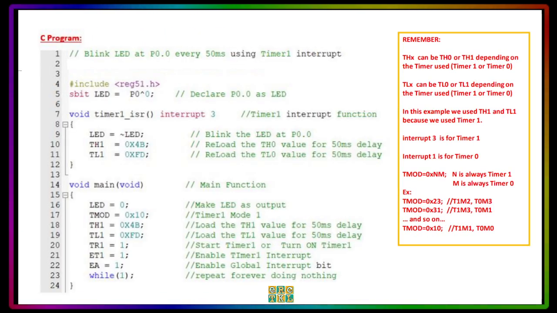What else? In the program also, we see that interrupt 1 is used for timer 0 in the previous example. And if you want the TMOD, the first nibble is always timer 1, and the second one here is always timer 0. So if you have TMOD equals 0x23, that's timer 1, mode 2, timer 0, mode 3; 0x31 is timer 1, mode 3, timer 0, mode 1, and so on. So if we have 1, 0, that's timer 1, mode 1, and the 0 here means timer 0, mode 0.